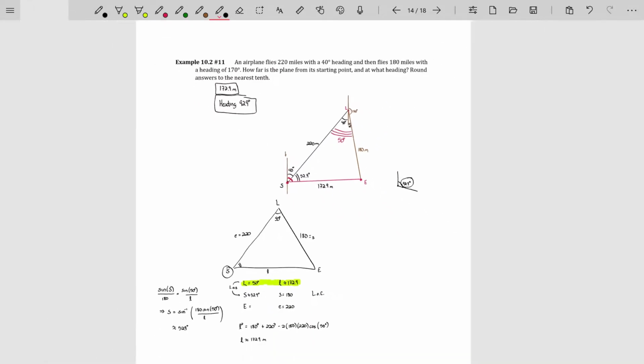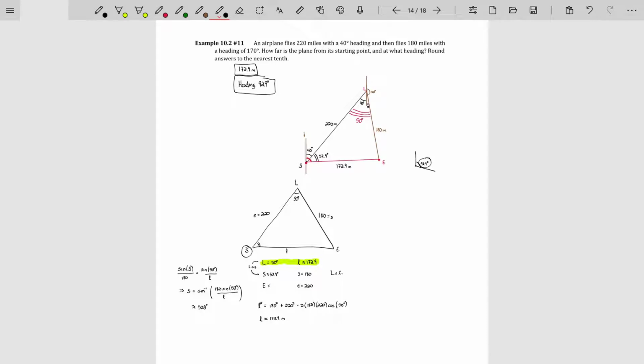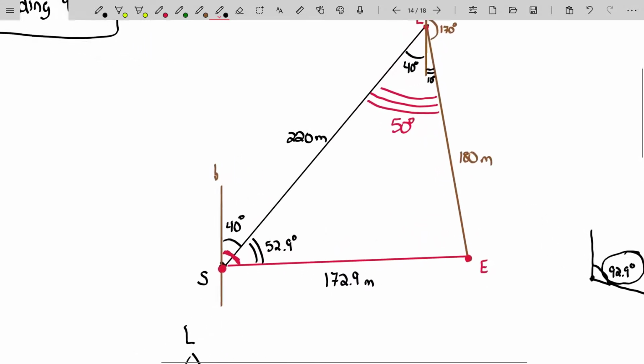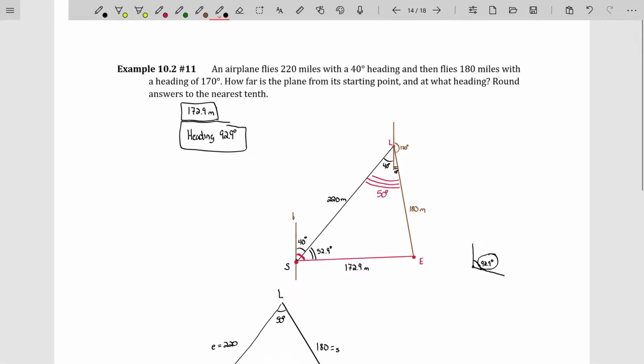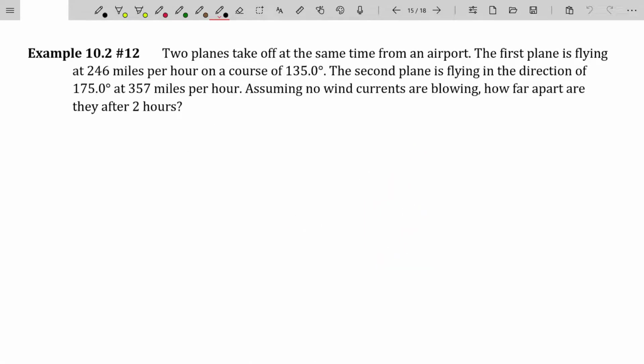Really cool problem, great use of both the law of cosines and the law of sines, and wonderful use of heading within a problem and being able to draw just vertical lines and using alternate interior angles. You're going to be using that quite a bit with navigation problems. Now, I find that just one navigation problem is terrible, just because it's not enough, generally speaking. So let's try to do as many as we can in a short period of time.